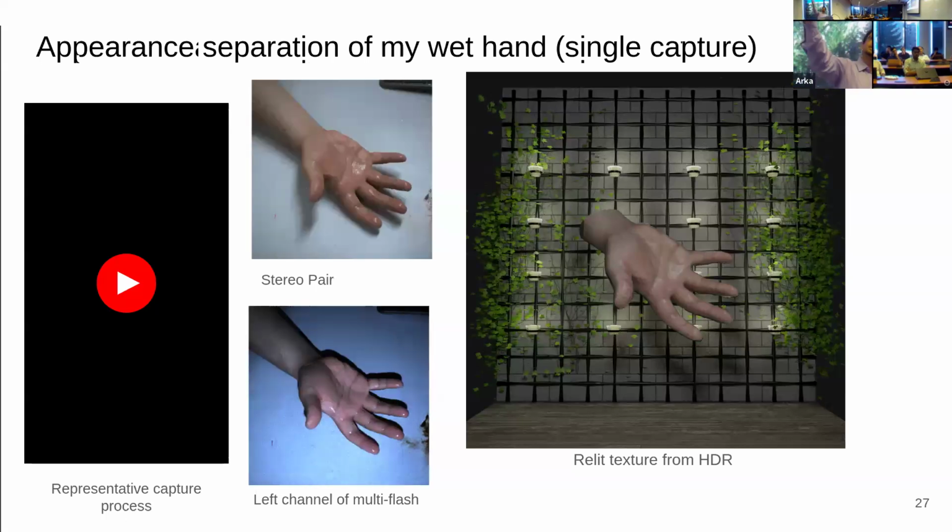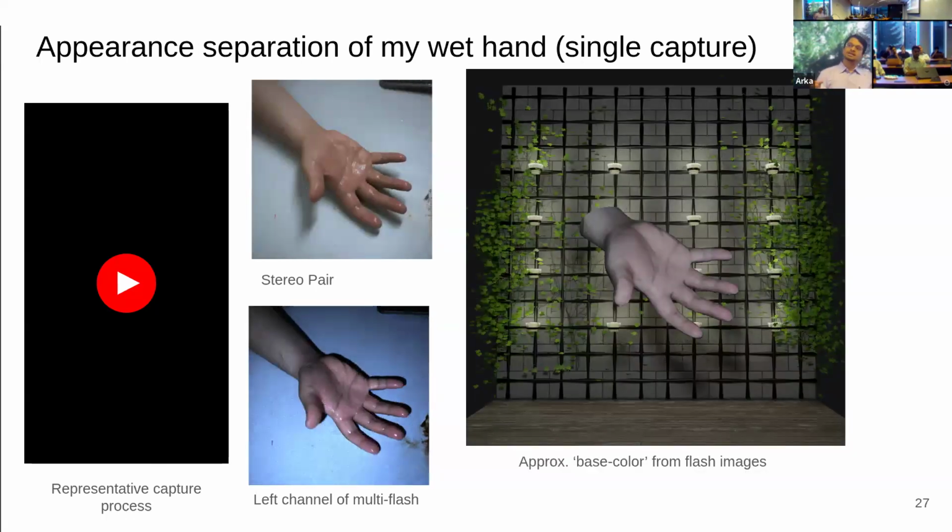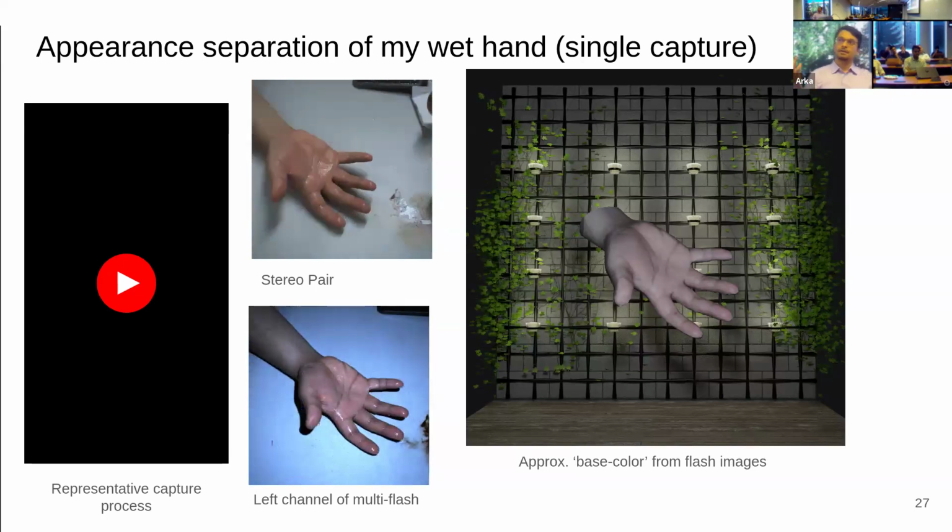We're using Blender, and as you can see, the wetness of the hand is still very much prevalent. If the specularities need to be removed, we can do that by just visualizing the albedo or the base color of the hand from just the flash images.